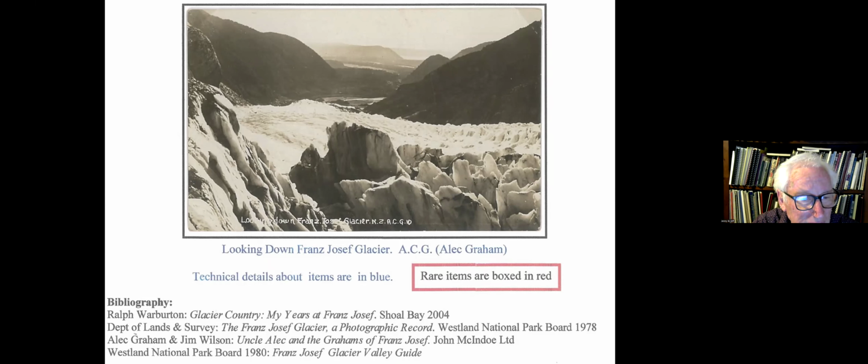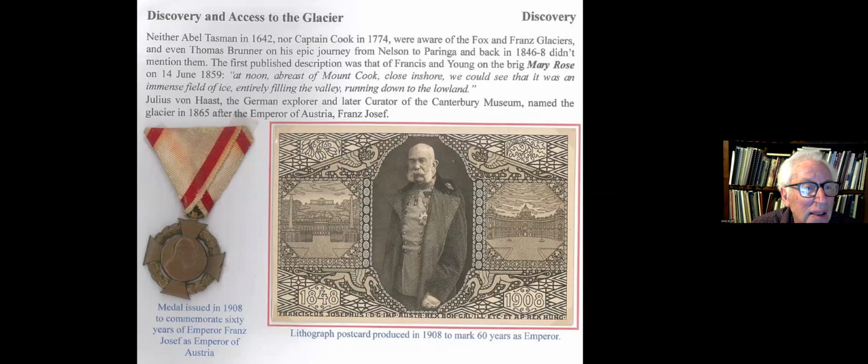So what I've said here is that the technical details are in blue. The storyline is just an ordinary font. And rare items are boxed in red, and I've got a bibliography. So there's 6 or 7 things which you should have on the title page of any type of exhibit, I think. And that includes picture postcards. Just shout out if you've got any queries as we go.